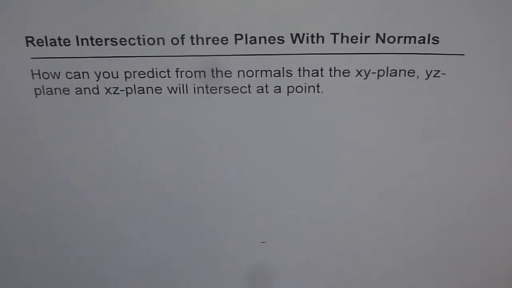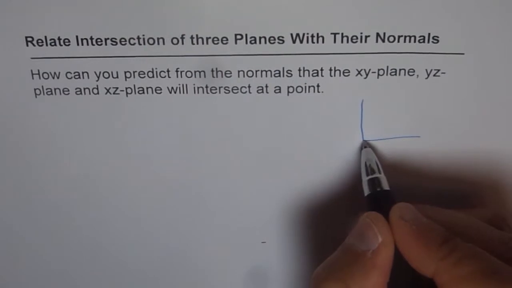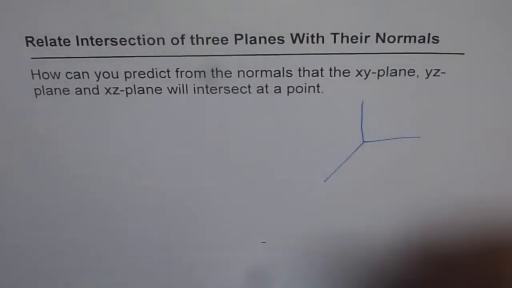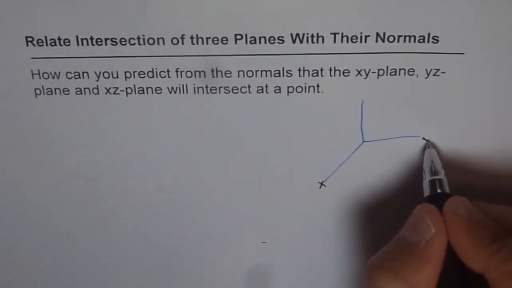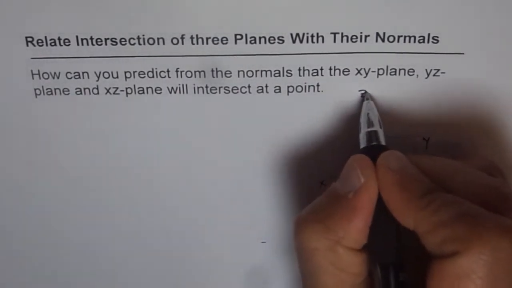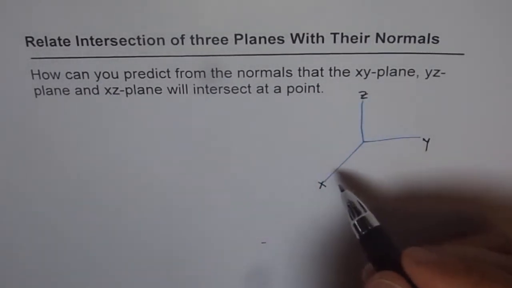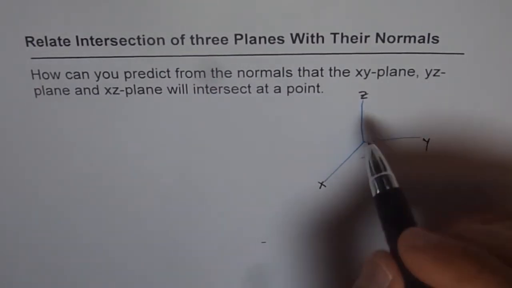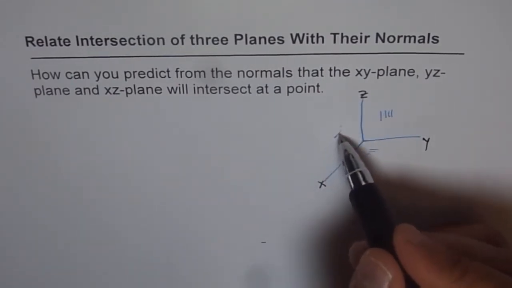We have been working with this R3 coordinate system for such a long time now, and now we have been asked a question. This is my x-axis, right? Let me redraw and have a closer look at it. This is x, y, and z. The question here is that we have the xy plane, and then we have the yz plane, this is my yz plane, right? And then we have the xz plane, which is this plane.